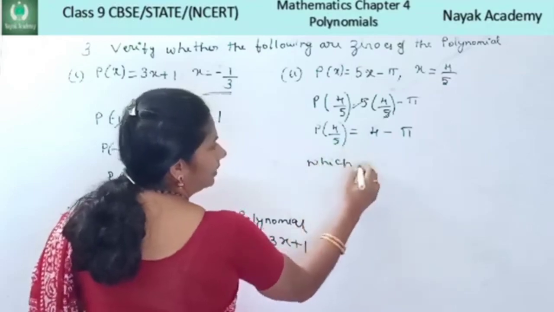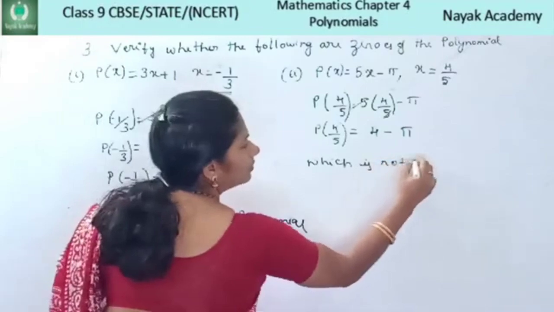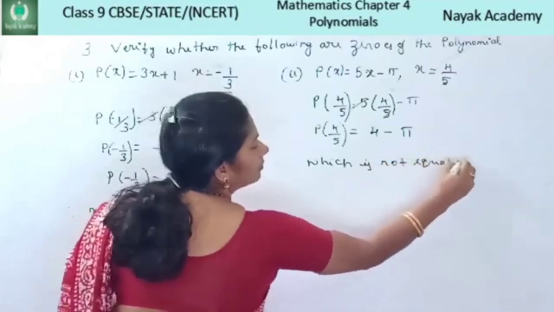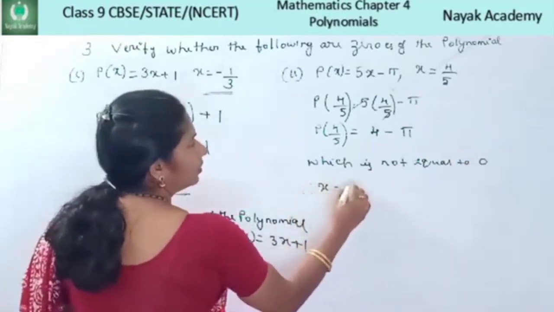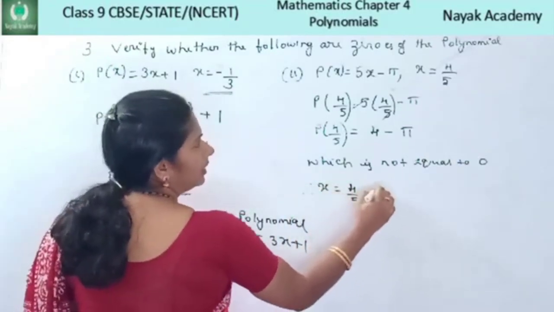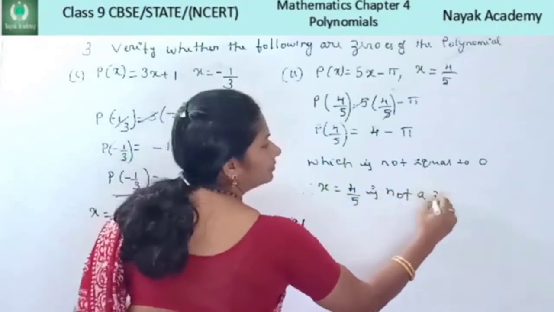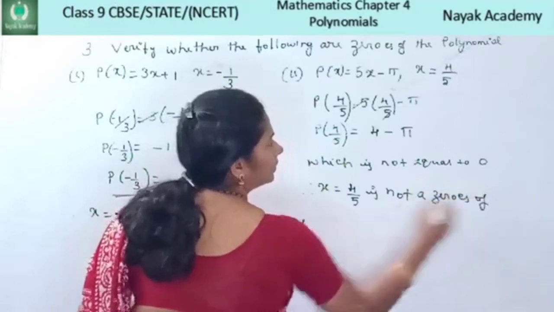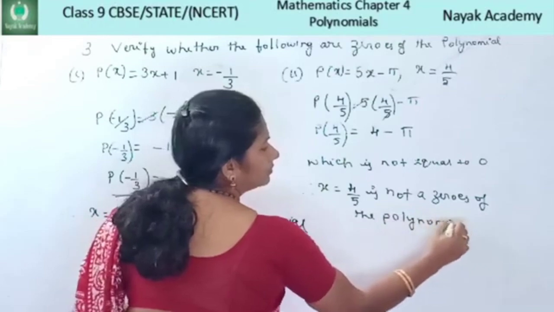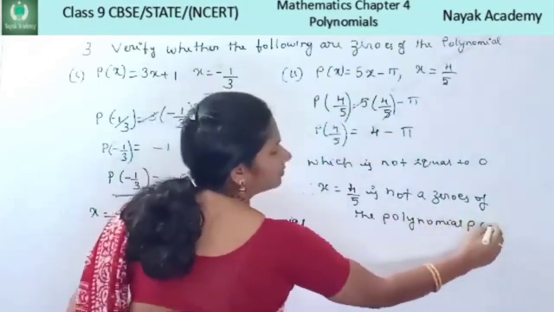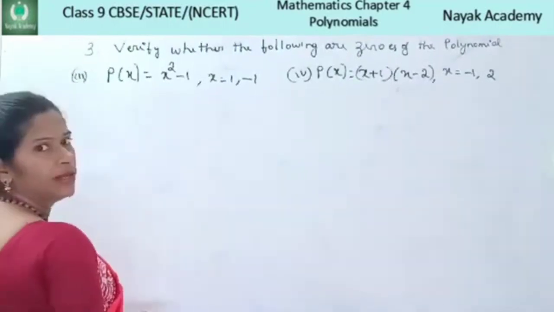P of 4 by 5 value is 4 minus pi, which is not equal to 0. So what is the conclusion, children? Therefore, x is equal to 4 by 5 is not a zero of the polynomial P of x.